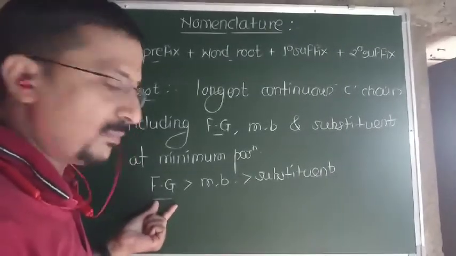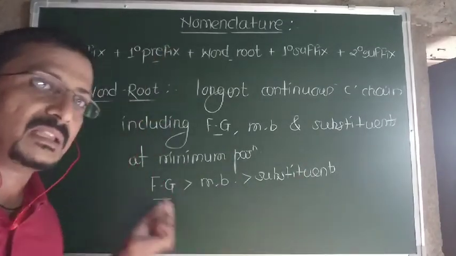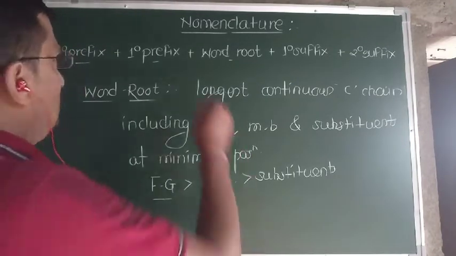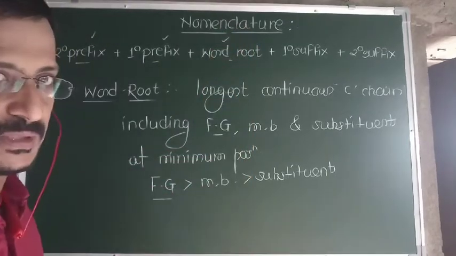त्याच्यानंतर नेक्स्ट हायर नंबर मल्टिपल बॉन्ड, त्याच्यानंतर नेक्स्ट हायर सबस्टिट्यूएंट, if all those three are present in the organic molecules. This about the primary, secondary prefix झालं, primary prefix झालं. Then word root is also completed.